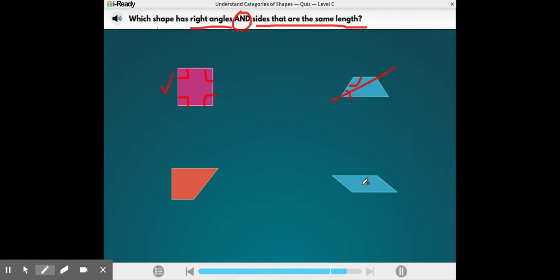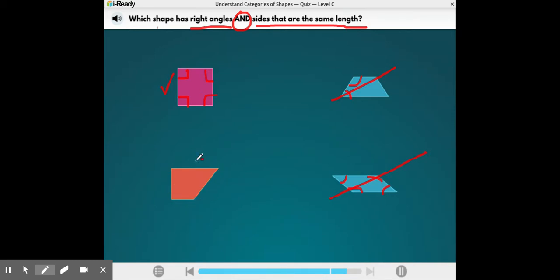This here is a rhombus. And it also has 4 angles, but these two are smaller than 90 degrees. And these two, oops, that one went up. These two are bigger than 90 degrees, or bigger than a right angle. So no right angles there either. All right, let's take a look at this one.